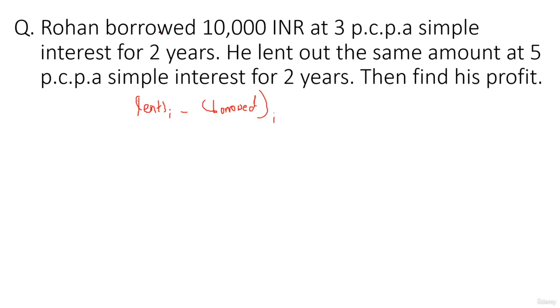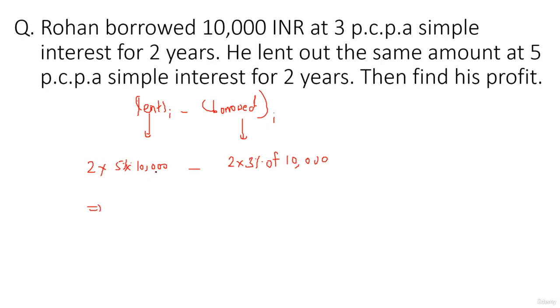When Rohan borrowed 10,000 INR at 3% per annum simple interest for 2 years. Okay, so for 1 year, if he's paying 3% of the 10,000, and for 2 years, it becomes 2 into 3% of 10,000, right? What is the amount I have lent? I have lent 10,000 at 5% per annum simple interest for 2 years. एक साल में I would have got 5% of 10,000. Right? But 2 साल में कितना हो जाएगा? 2 into 5% of 10,000. Okay. When I subtract them, I get the required profit, right?